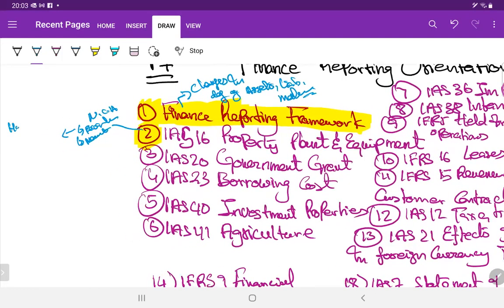how to capitalize an asset initially, right? You will learn about subsequent expenditure, you will learn about the revaluation model, you will learn about the complex asset, etc. So far, so good. Then you will have the next topic, which is IAS 20, Government Grants.